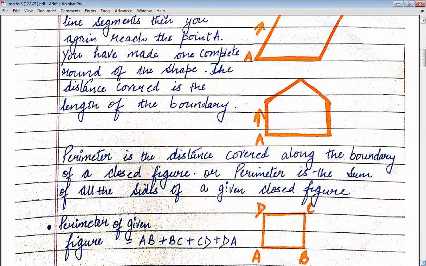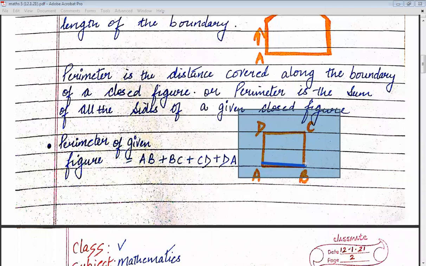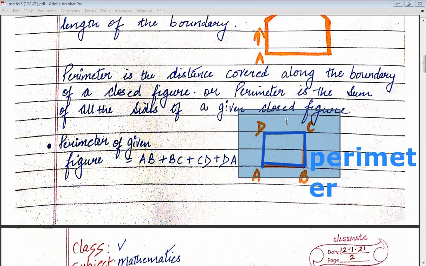Okay, so now let's see. The first figure is given to you with its sides, and you have four sides. Can you name the four sides here? Let us mark them. The first side is AB, then BC, CD, and DA. Now children, if you add all the sides, it will give you the perimeter. I hope you are clear with the word perimeter. Perimeter means sum of all the sides.